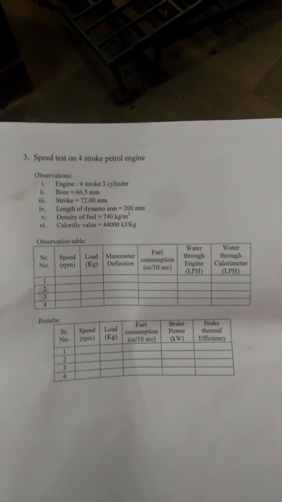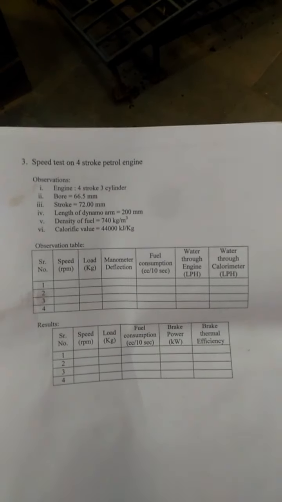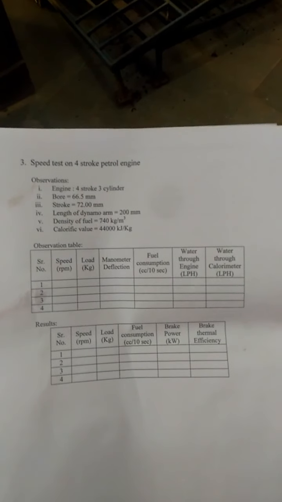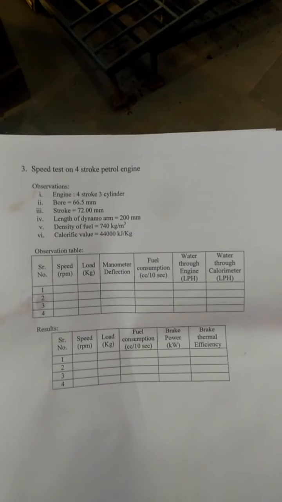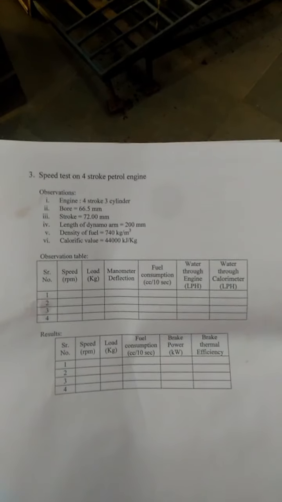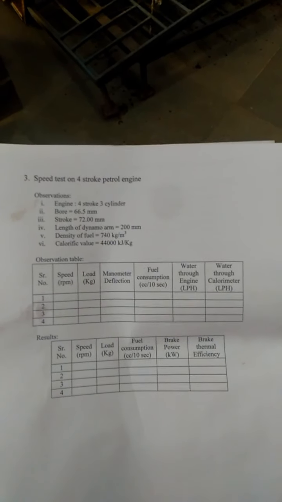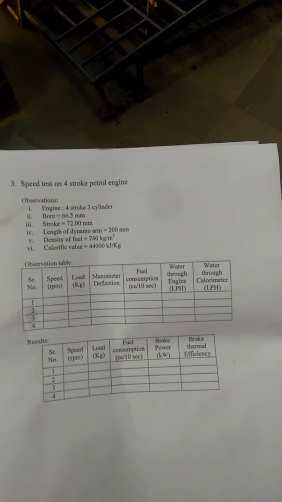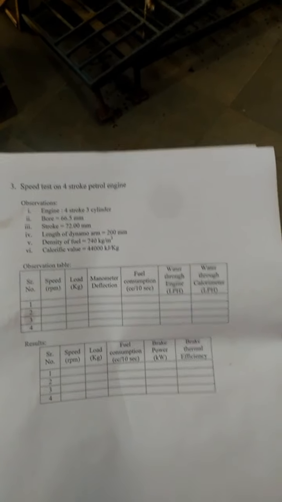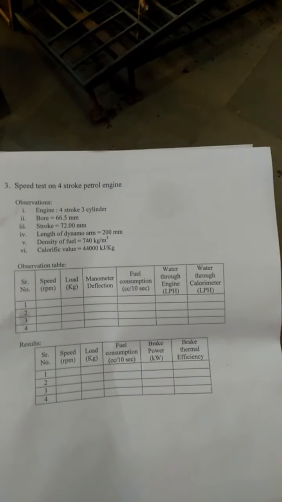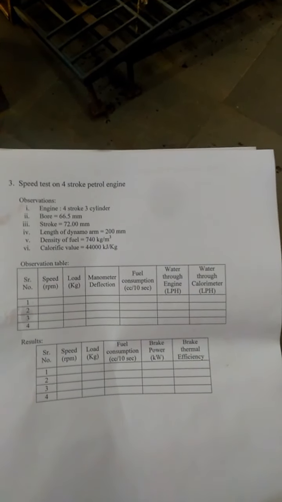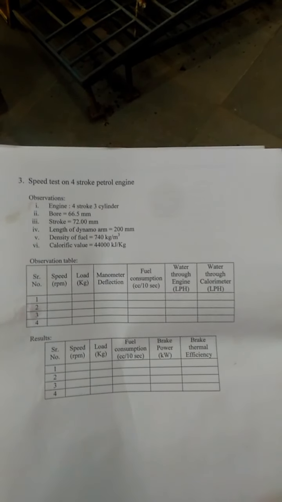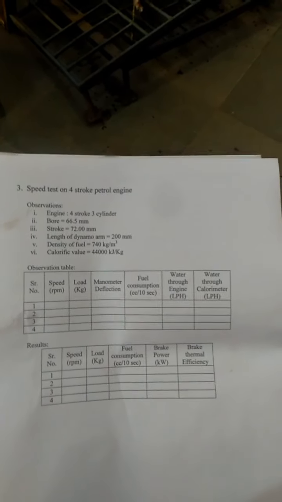In the observation table, first of all, we note the speed in RPM and load in kg that we have determined. Next, we have to measure the manometer deflection as discussed previously. Write down the fuel consumption, that is for 10 cc how much fuel is consumed, in this column. After that, water through engine in liters per hour that we have to note, and water through calorimeter that we have to note. Repeat the same procedure for 3 to 4 speeds.